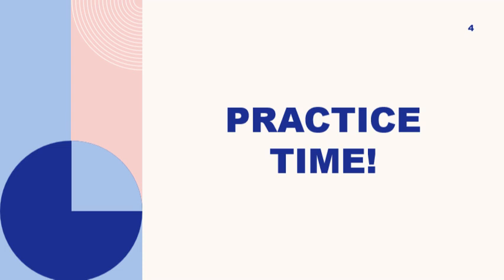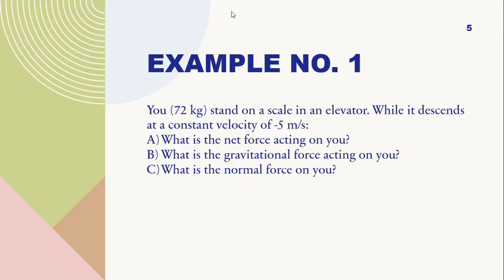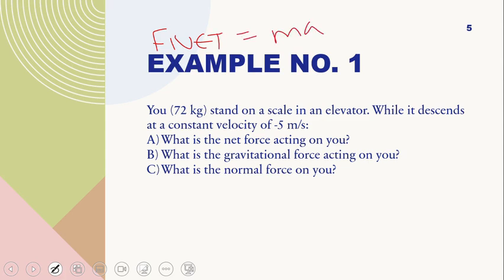Now we're going to do some practice problems together. Example number 1. You, with a mass of 72 kilograms, stand on a scale in an elevator while it descends at a constant velocity of -5 meters per second. For part A, we're asked to find what the net force acting on you is. Well, according to Newton's second law, the net force is equal to the mass times the acceleration. And since we're at a constant velocity, our acceleration is 0 meters per second squared. And that makes the net force equal to 0 newtons.